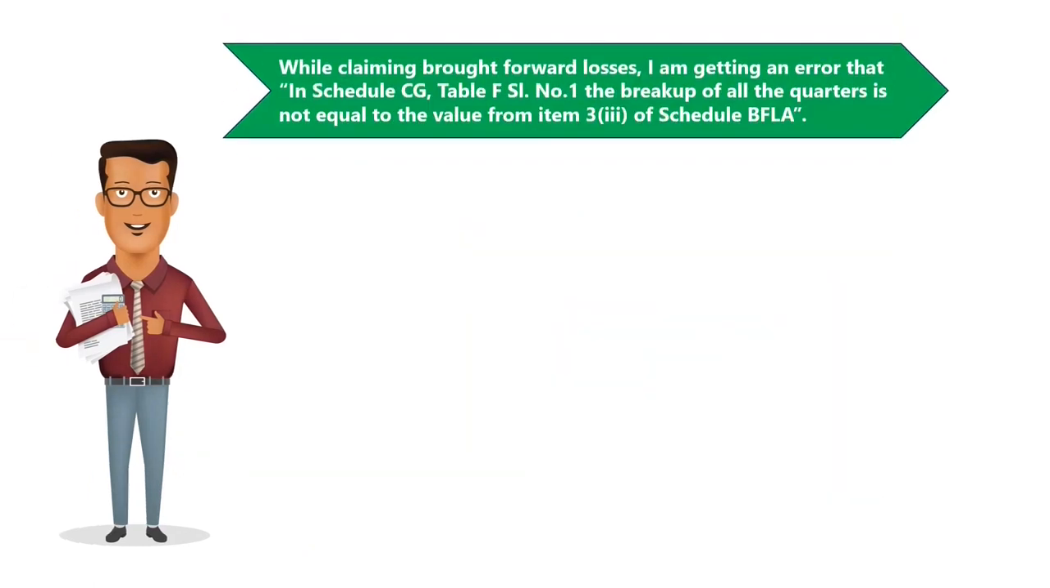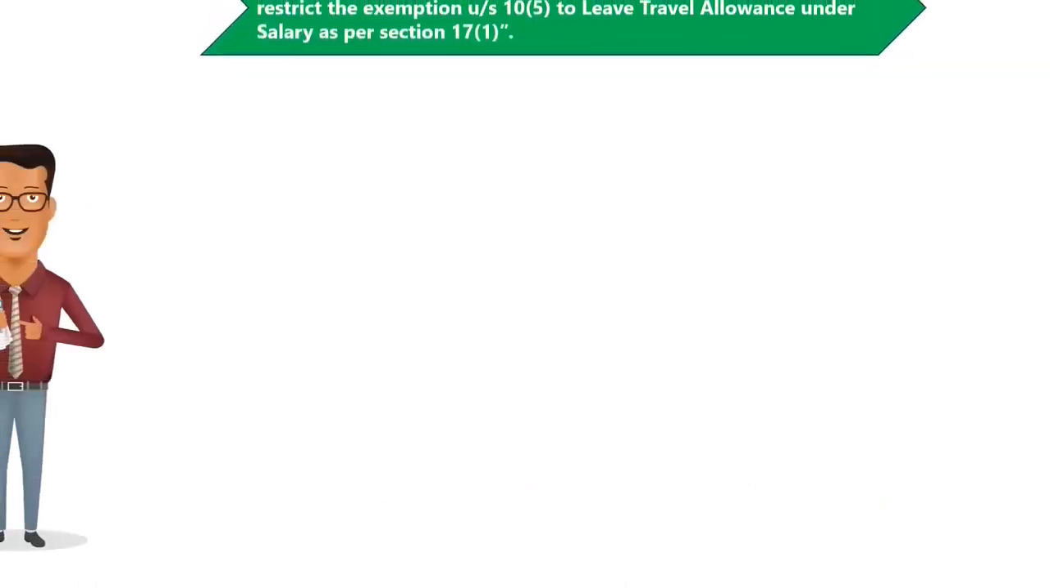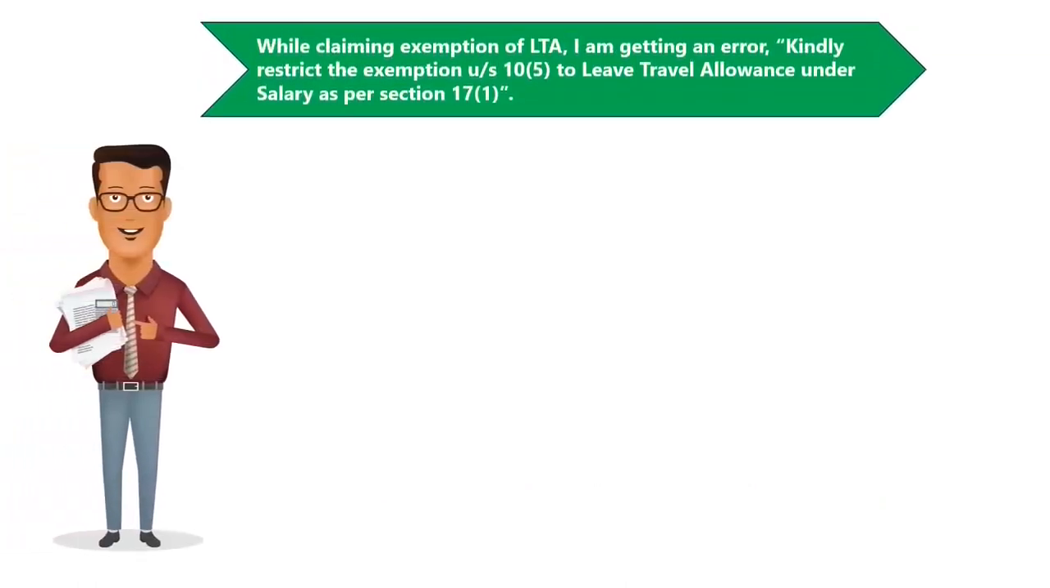While claiming brought forward losses, if you're getting an error that in Schedule CG Table F serial number 1, the breakup of all the quarters is not equal to the value from item 3.3 of Schedule BFLA, please add the breakup of capital gains income under Table F in Schedule CG, which should match with the net income remaining under serial number 5 of Schedule BFLA, and then retry filing the income tax return. If while claiming the exemption of leave travel allowance you're getting an error, kindly restrict the exemption under section 10.5 to leave travel allowance under salary as per section 17.1.